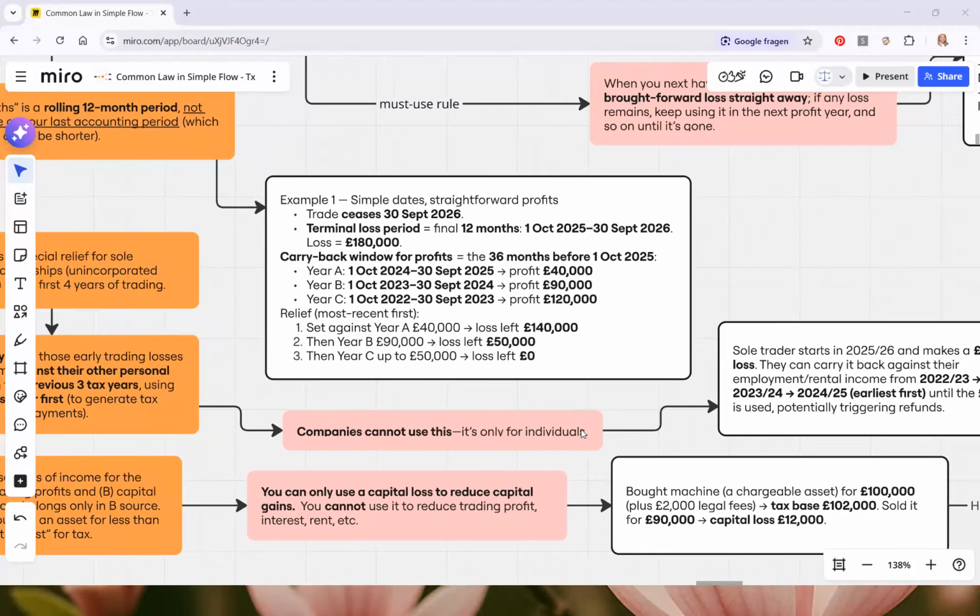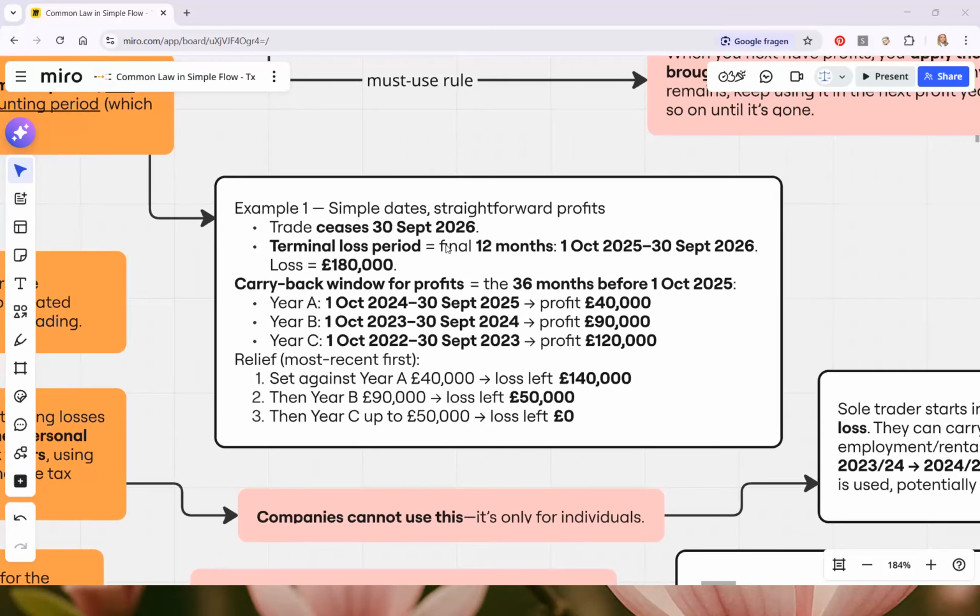Let's see an example. Example 1, a simple date, straightforward profit. Trade ceases 30 December 2026. Terminal loss period, final 12 months, 1st October 2025 to 30th September. Loss is 180,000. Carryback window for profits, the 36 months before the 1st October. Year A, from 1st October to 30 September, profit 40,000. Year B, 2023-24, the profit 90,000. Year C, 2022-2023, the profit is 120,000.